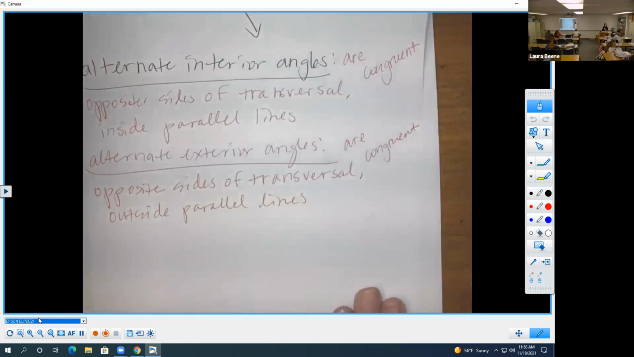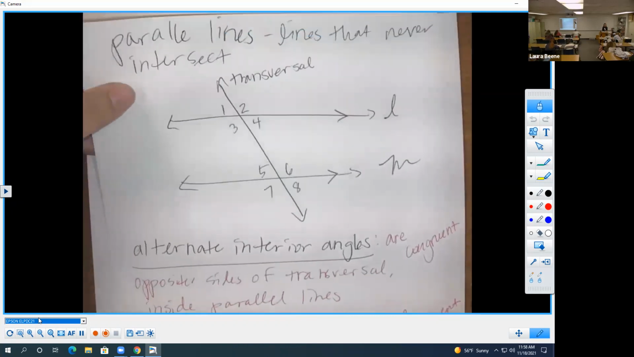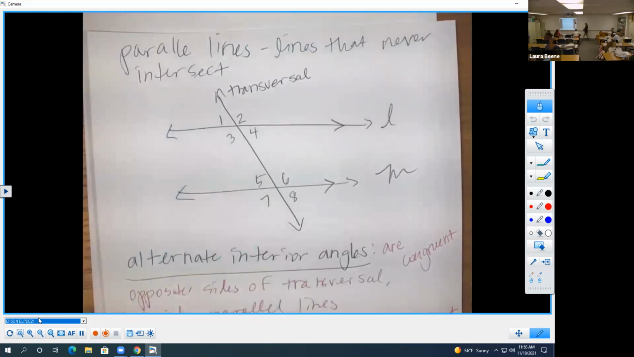So I'm gonna show you. Go back up to your picture. Outside of the parallel lines would be like angle number 1. What's the angle on the other side, outside the parallel lines, on the opposite side of the transversal? 8. So 1 and 8 are congruent. There's one other set of alternate exterior angles: 2 and 7. And I tried to draw my lines slanted enough that you can see this is an acute angle and that's an obtuse angle.